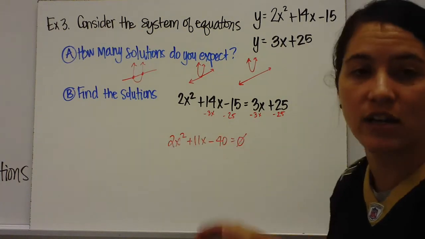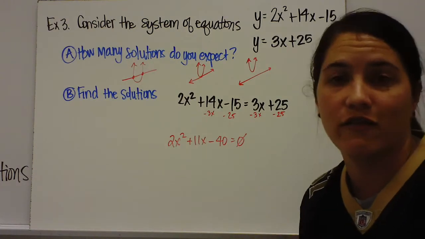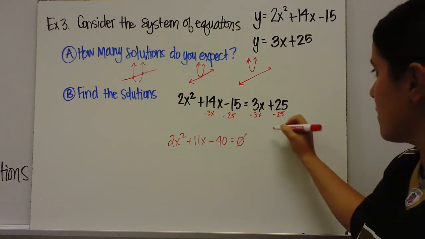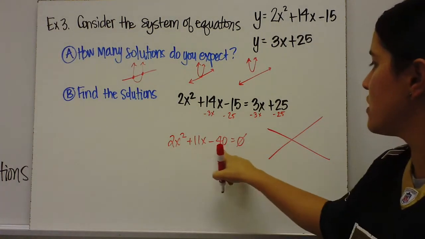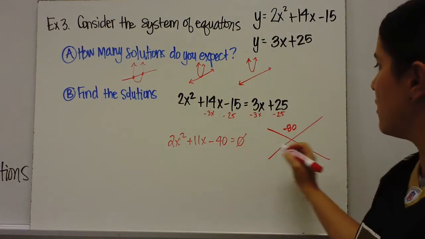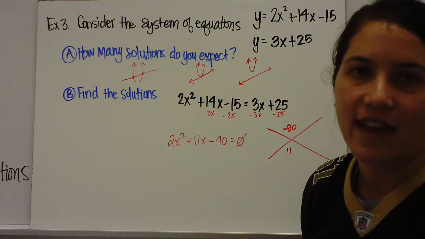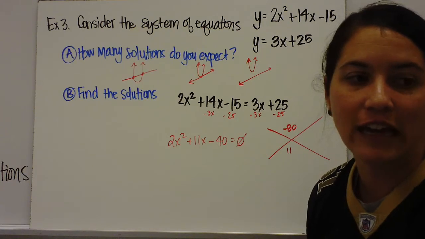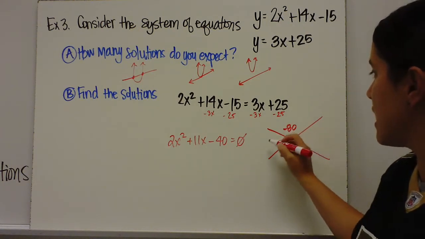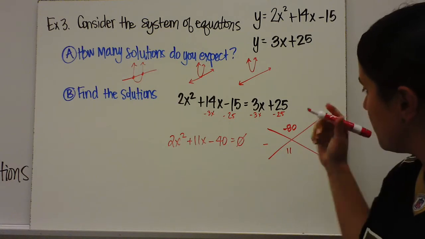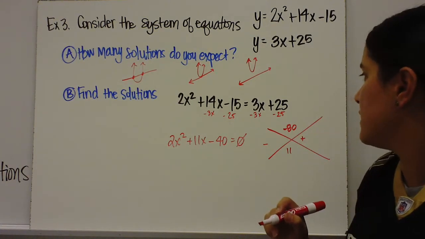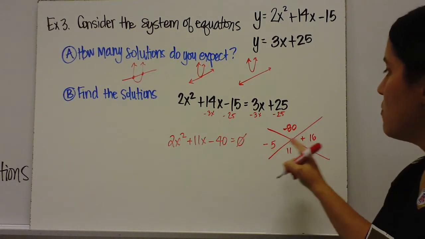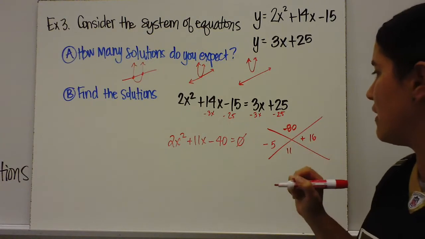Now I have a quadratic equation, and you can use the quadratic formula, you can factor it, you can complete the square. For this specific example, I factored. So I did 2 times negative 40 is negative 80, and I want to get 11. You have to figure out what are the factors of negative 80 that when you add together, you can get 11. Since this is negative, one's going to be negative and one's going to be positive. This is a positive 11, so 16 and negative 5. When you multiply those, you get negative 80. When you add them, you get 11.